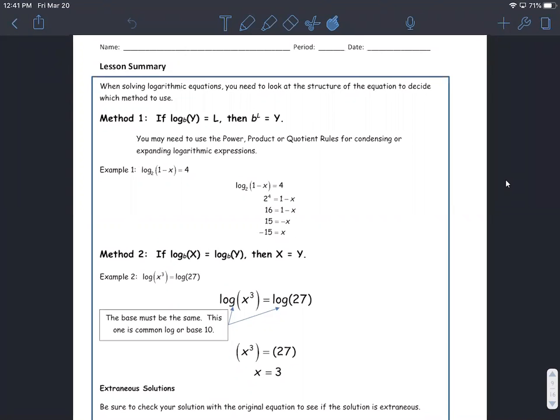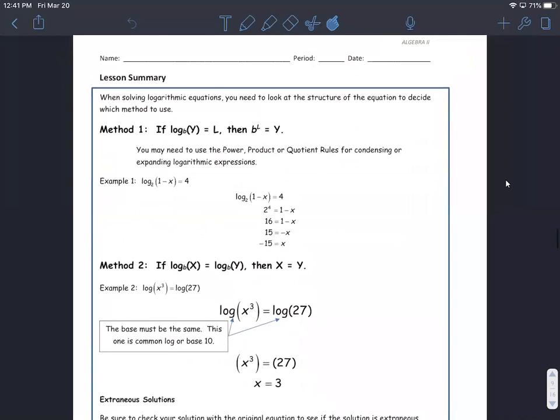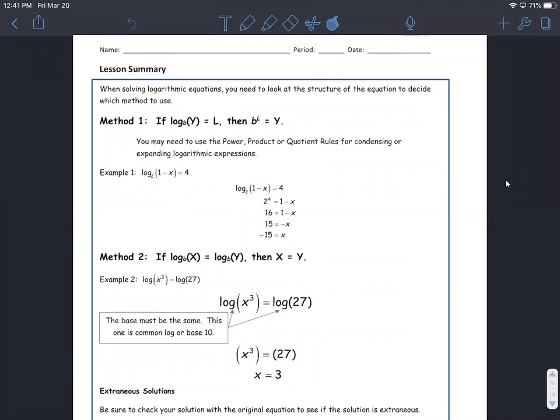All right, here we are. We're looking at lesson 18, specifically on page 239. We're starting off with a summary, and we're trying to work with solving for logarithmic equations. So thus far, we've been seeing that logarithmic equations answer exponential unknowns.